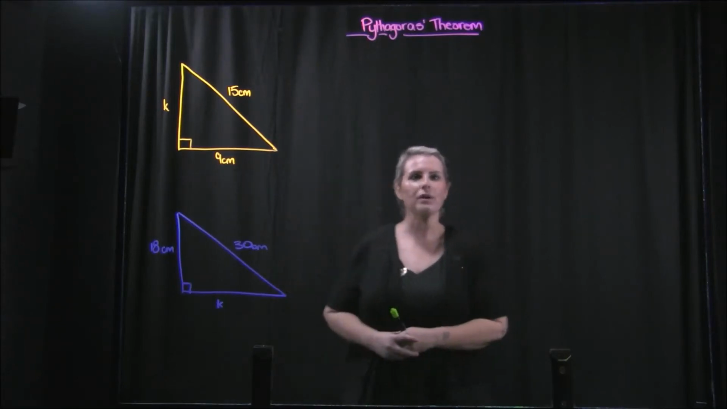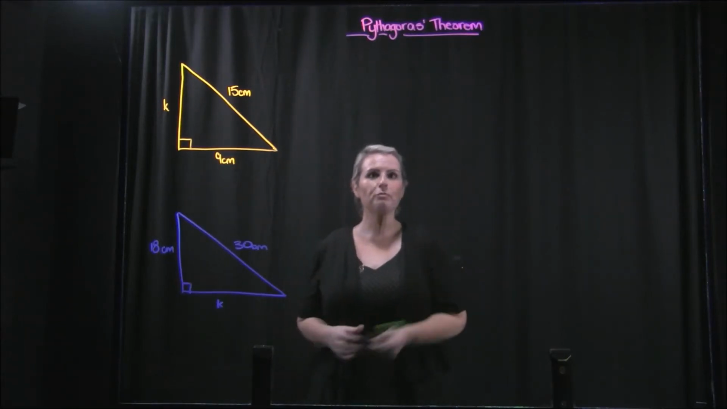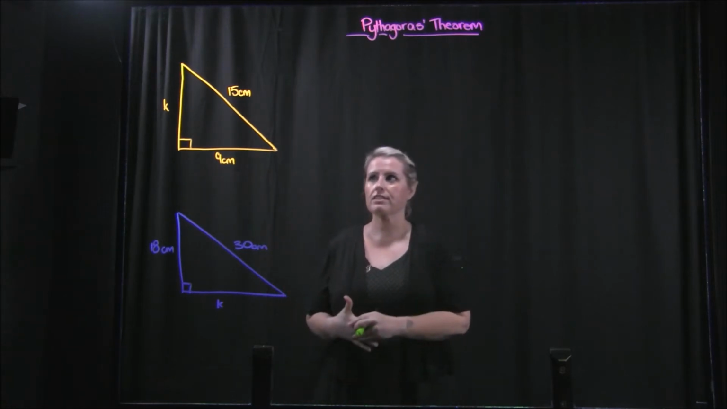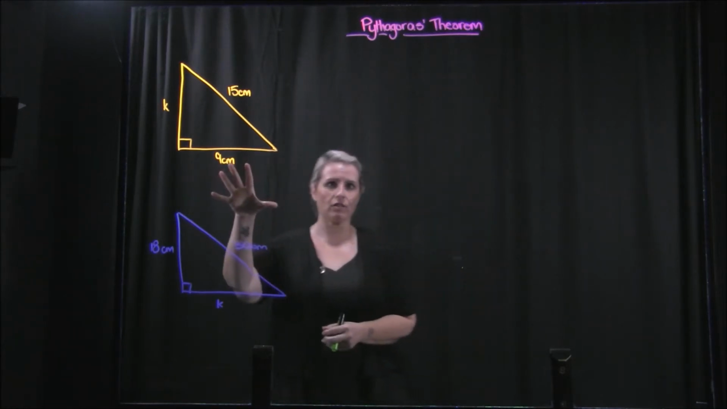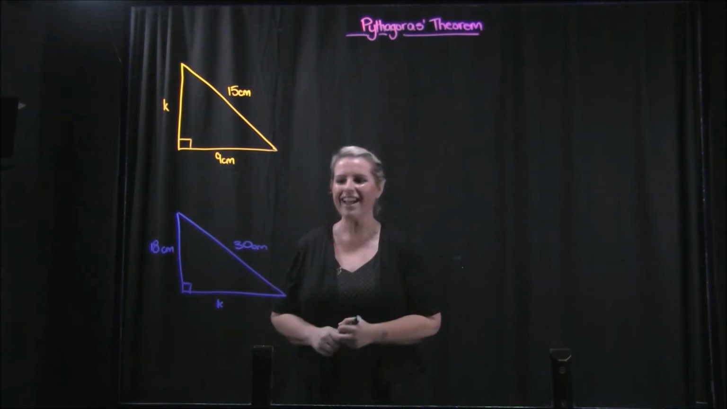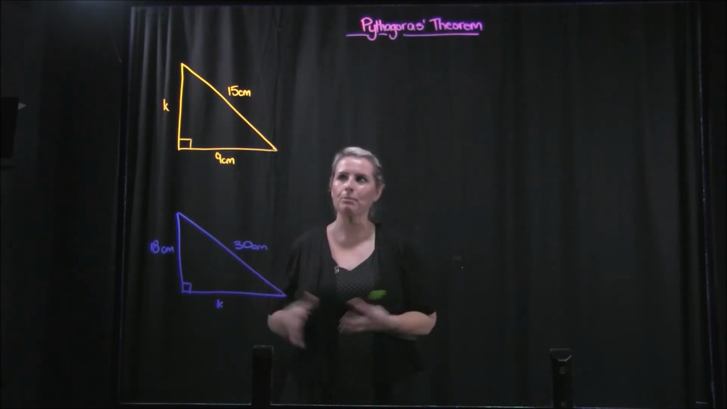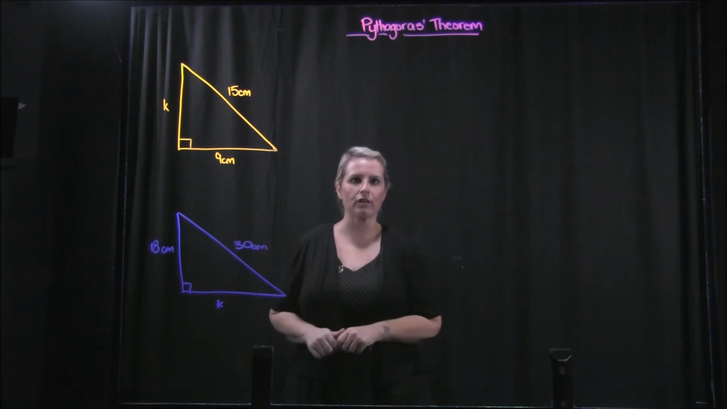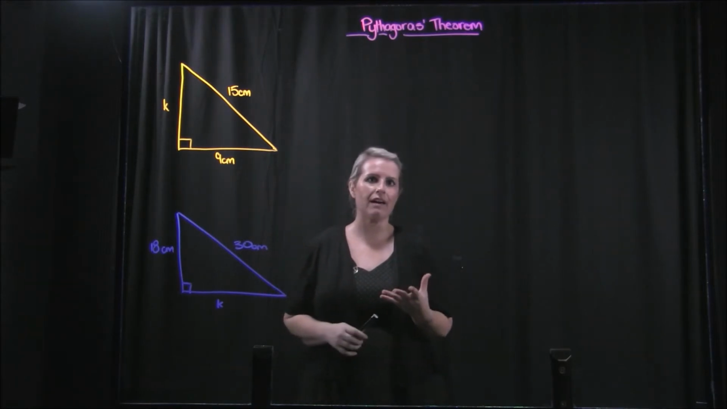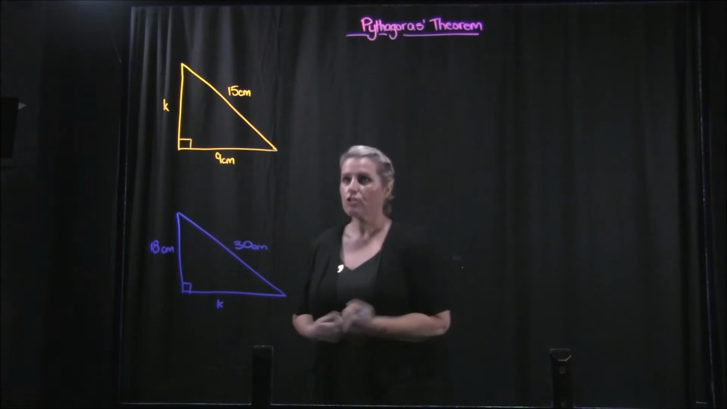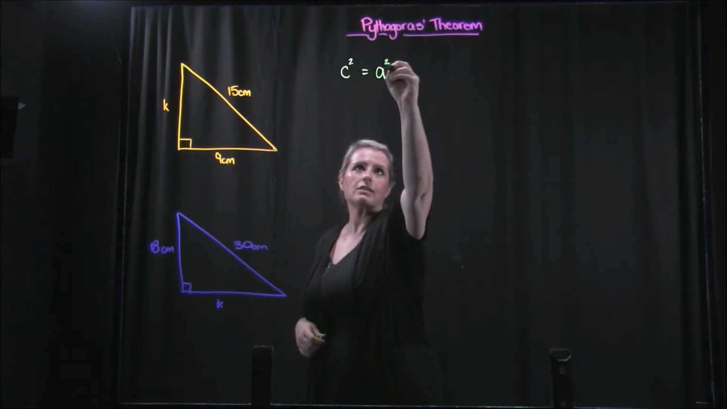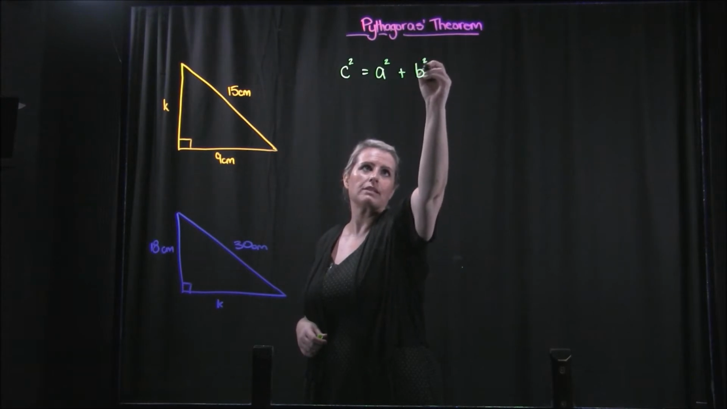Okay, so this video is just a bit of a refresher of Pythagoras' theorem. You need to remember that Pythagoras' theorem only relates to right angle triangles, only. It's pretty simple. We can use it to find any side of a right angle triangle as long as we have the other two sides. So our rule is c squared equals a squared plus b squared.